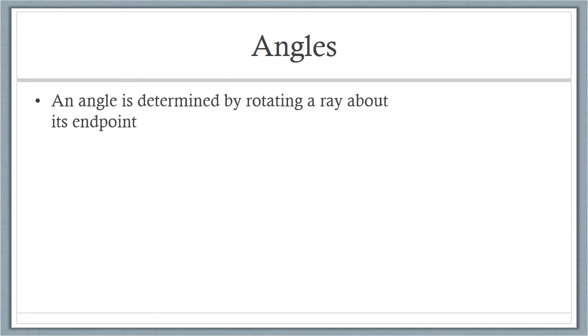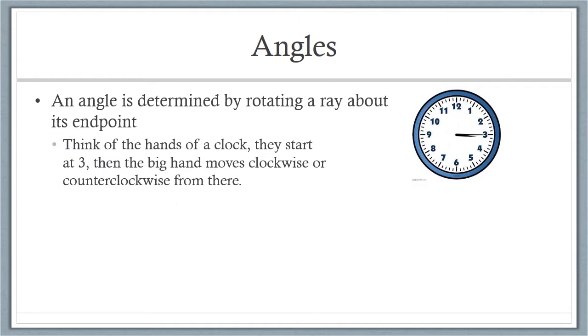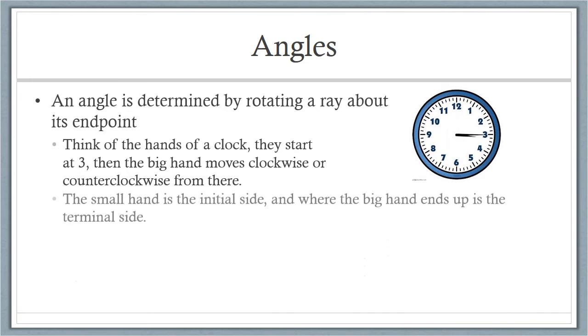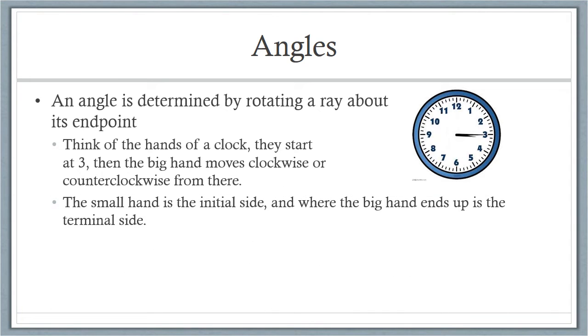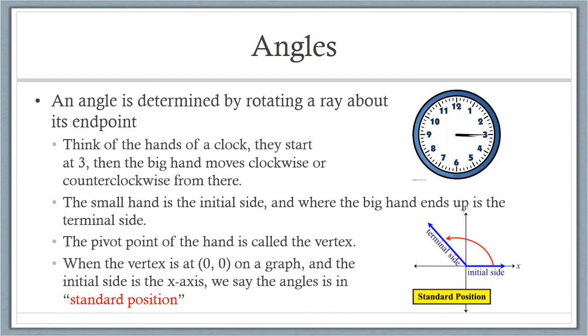First of all, an angle in trig is determined by rotating a ray around its endpoint. A way to think about it is think of the hands on a clock. Think about both of them pointing at 3, and then the big hand moving either clockwise or counterclockwise from there. The small hand would be the initial side, and where the big hand ends up is the terminal side. The pivot point of the hands, where they're connected in the center, is called the vertex.